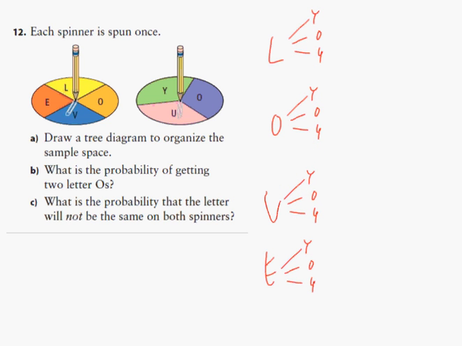But how many possible outcomes are there? If we look here, there's 1, 2, 3, and there's 3 in each of them. So 3 times 4 is 12 possible outcomes. It says, what is the probability of getting 2 letter O's? There's 1 here, isn't there? Is there any more O's? So it's just 1 chance out of 12.